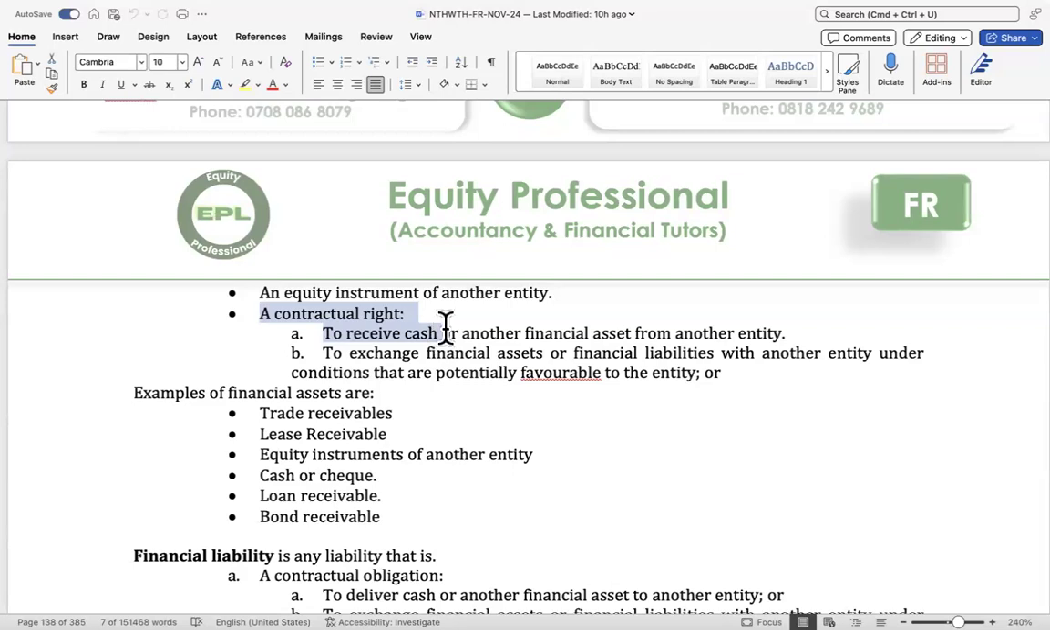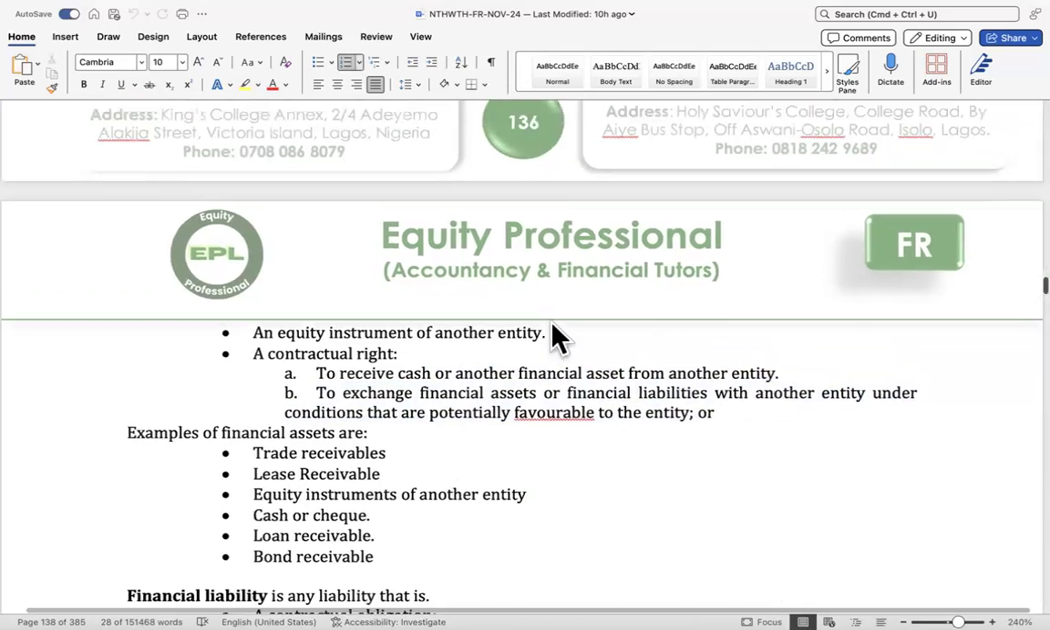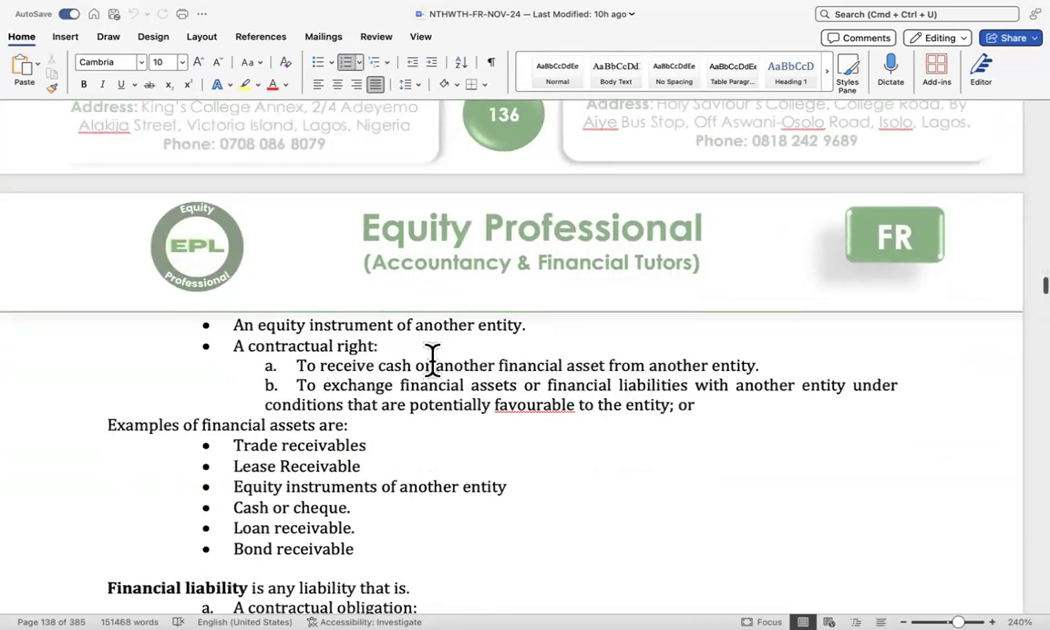Now, I want to pay particular attention to this other part of the definition: contractual right to receive cash or another financial asset. This looks circular. We are defining financial assets, and yet they are saying to receive financial asset again. It has meaning, but I won't really pay particular attention to that for you. It also goes ahead to say to exchange financial assets or financial liabilities with another entity under conditions that are potentially favorable to the issuer or to the entity, as the case may be.